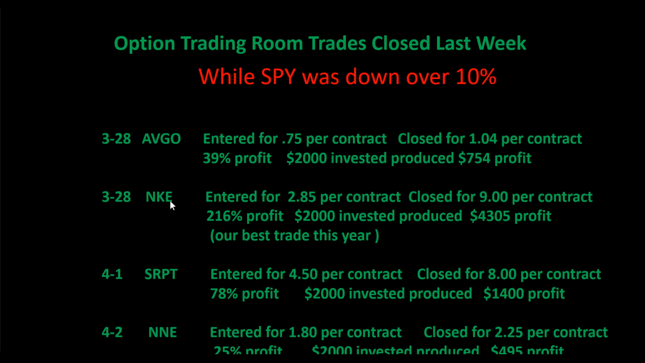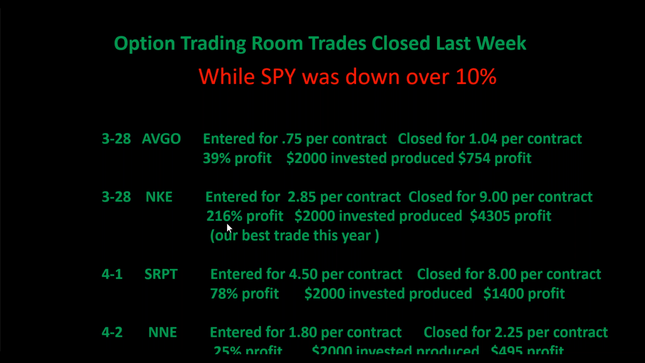We had Nike. This was crazy because remember when the tariffs were announced, Vietnam was getting smacked with like a 35% tariff. Nike makes all their shoes over there. We entered for $2.85 a contract. Some folks got out and closed it for $3.85, and I closed a couple of them for $3.85, but all I had left on I kept overnight, and got out for $9. So a $2,000 trade produced $4,300. That's our best trade this year, probably the best trade in 2 years, because we don't make big profits like this.